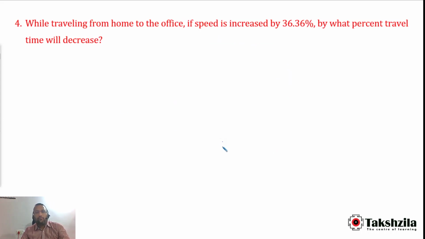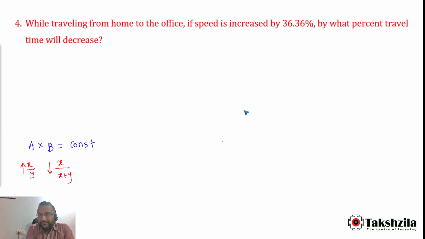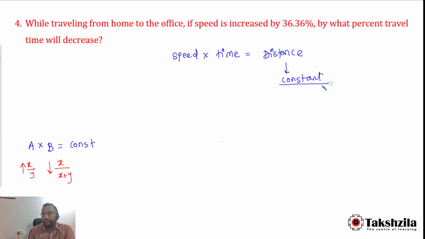Now the question number 4. While traveling from home to office, if speed is increased by 36.36%, by what percent will travel time decrease? So over here, the distance is constant. The formula we know is speed into time is equal to distance. We are traveling from home to office, so the distance is constant.